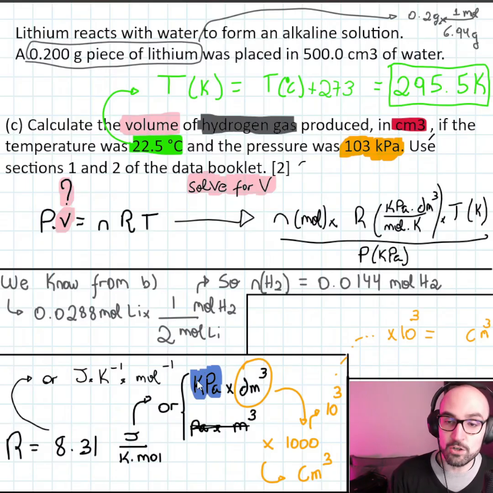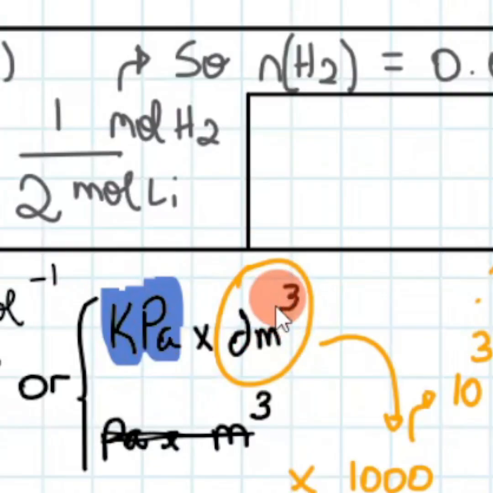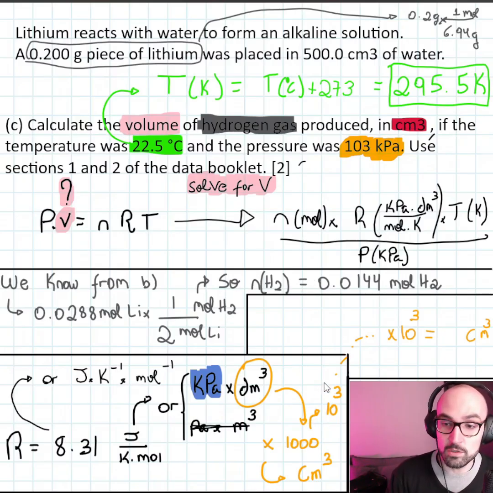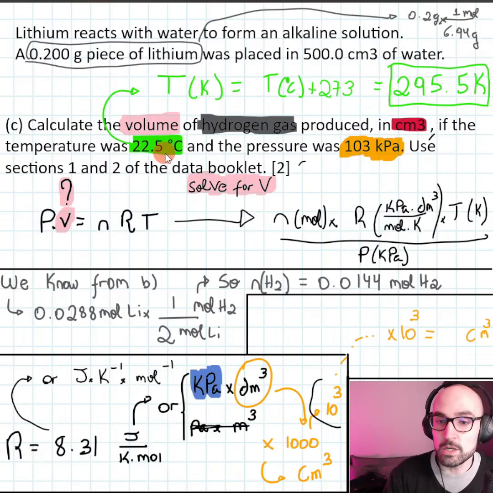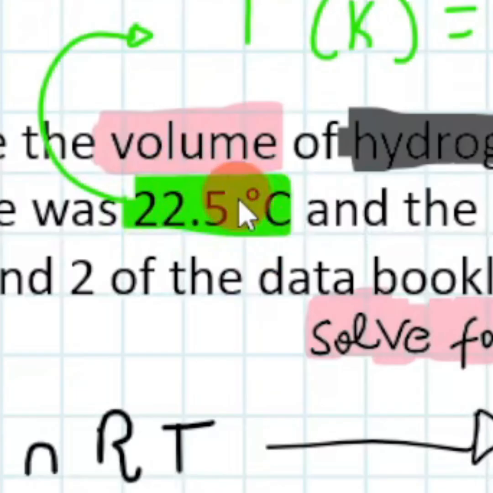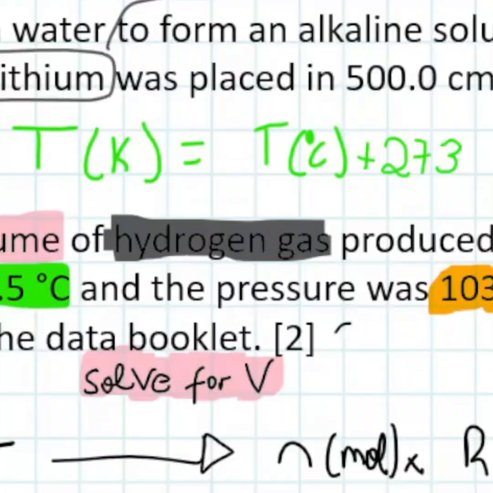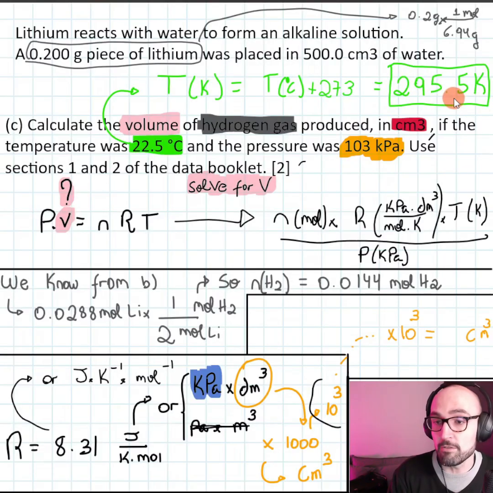Now, our pressure is in the correct unit already, but our result is going to come out in liters. So what do we do? We multiply by 1,000 because 1 liter is equal to 1,000 milliliters. What's going on with temperature? Our temperature is 22.5 Celsius. We have to convert it to Kelvin. So we just add 22.5 plus 273 and we get the number 295.5 Kelvin. And the pressure is already in the right units.